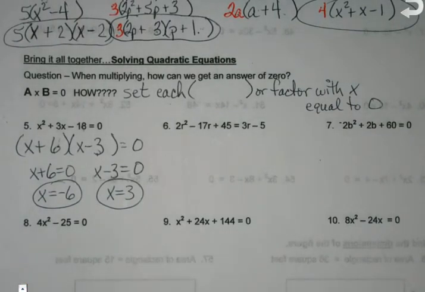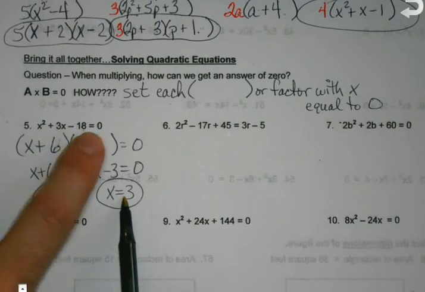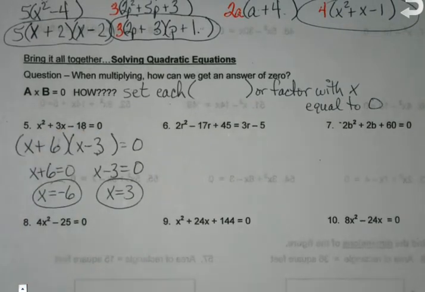Because if I were to plug either of these values in for x, I'd get to the end and have 0. So if I plug in 3. 3 squared is 9, plus 3 times 3 is also 9. So 9 plus 9 is 18. 18 minus 18 is 0. I can just plug it in and they work.